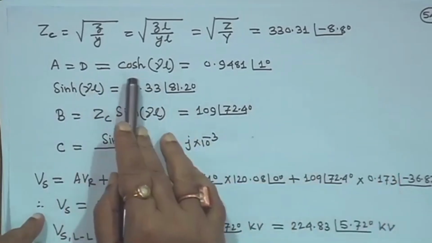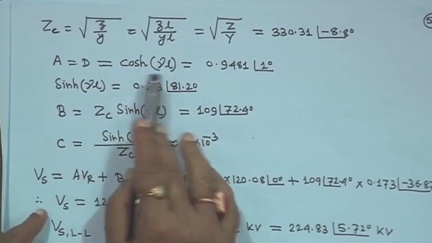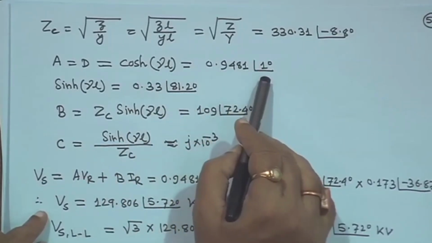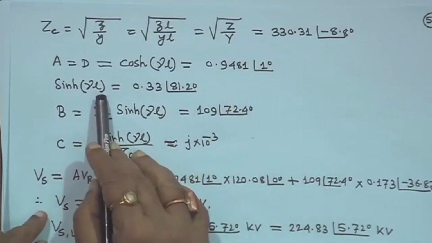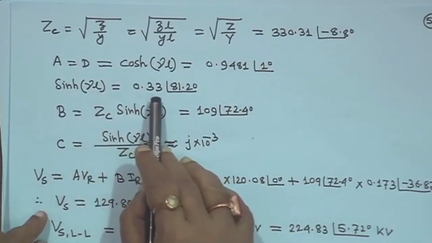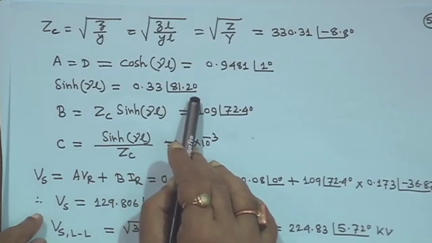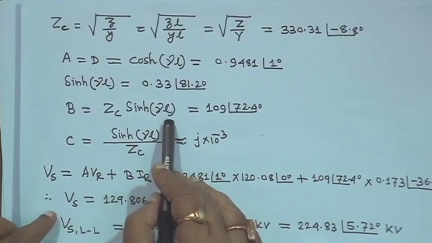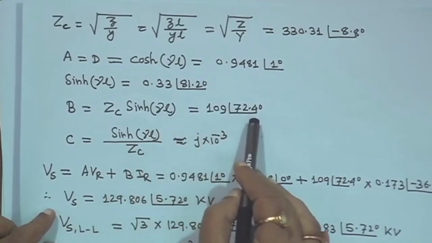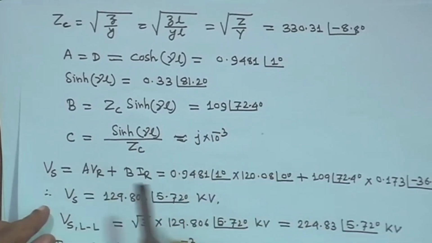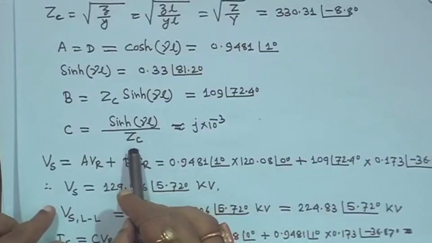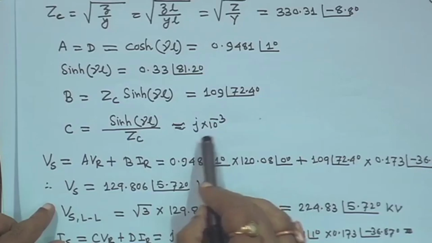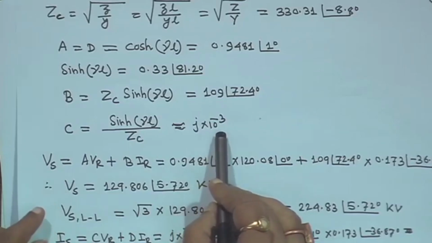Now, A is equal to D is equal to cos hyperbolic gamma L, put all these values, you will get 0.9481 angle 1 degree. Sin hyperbolic gamma L you will get 0.33 angle 81.2 degree, and B is equal to ZC sin hyperbolic gamma L, that will be 109 angle 72.4, and C is equal to sin hyperbolic gamma L upon ZC. You substitute all the values, you will almost get the same value, j into 10 to the power minus 3.